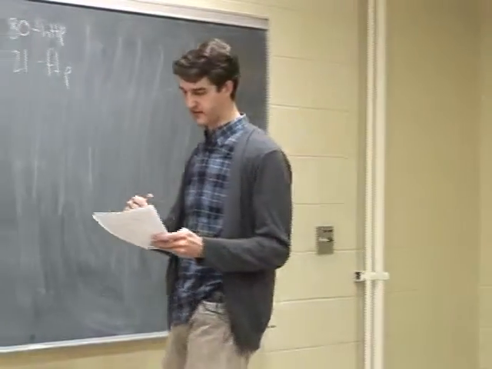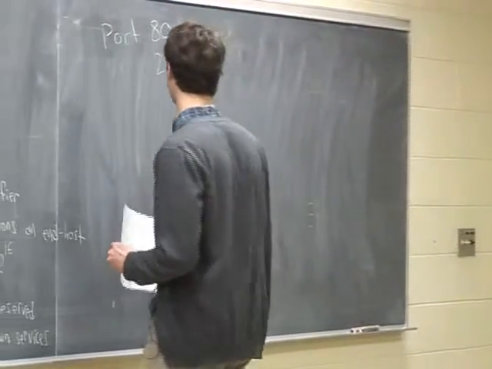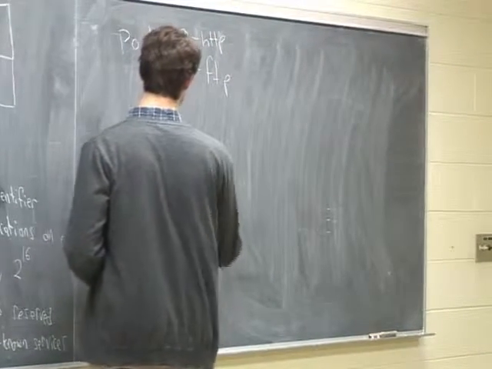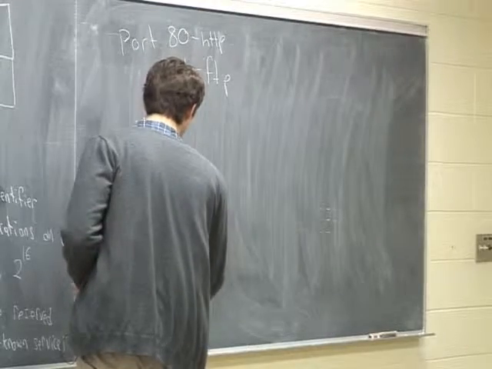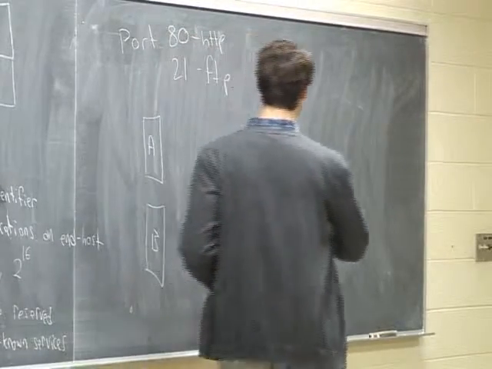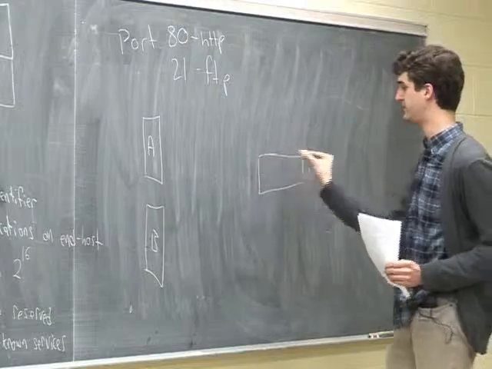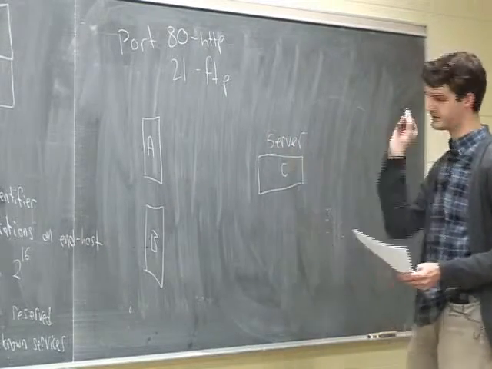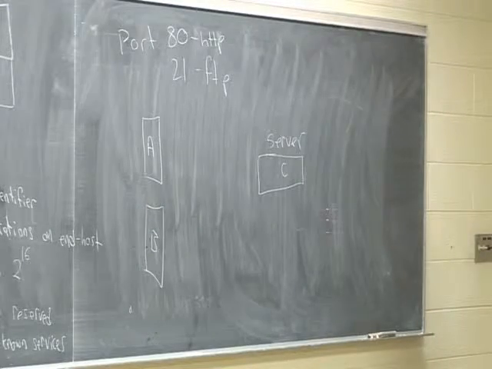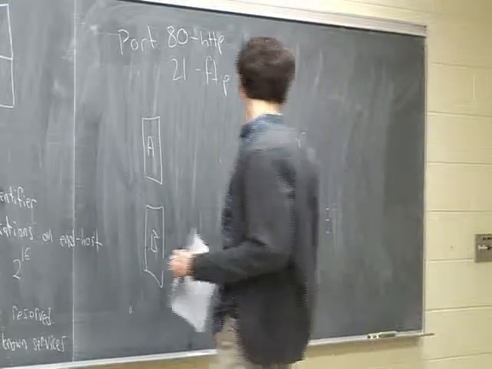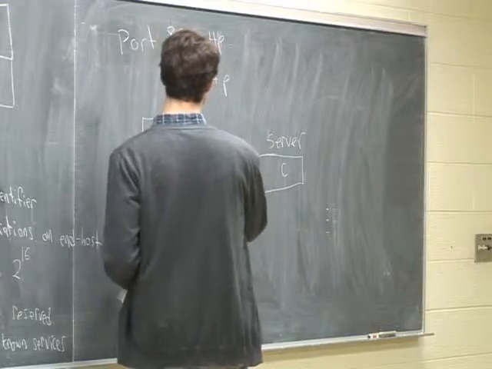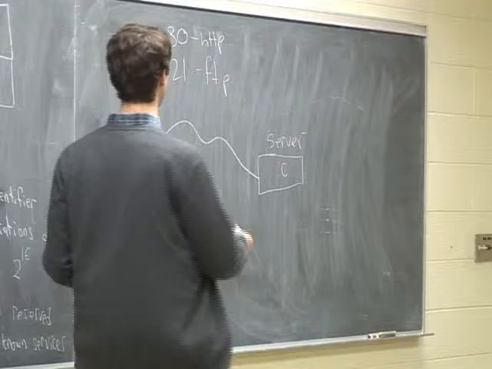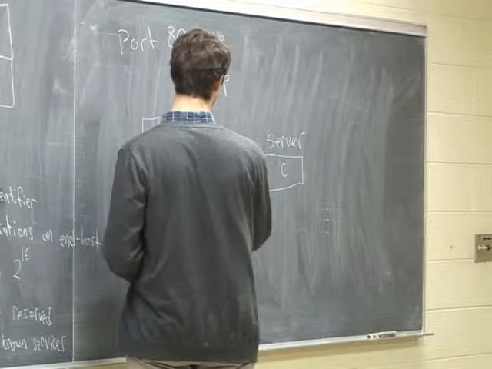So let's look at how this works in practice. If we have a user here, let's just say user A, and we have user B, and then somewhere in a data center somewhere, we have a server. Let's just call this C. And A wants to request a web page from this server. All right, so it sends it a segment with the following info.